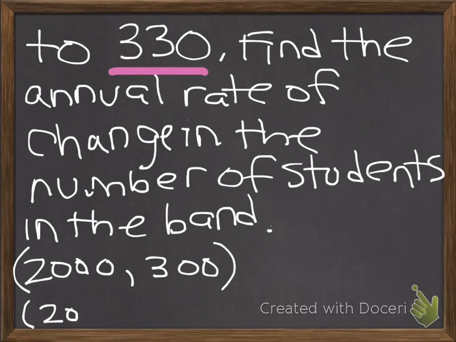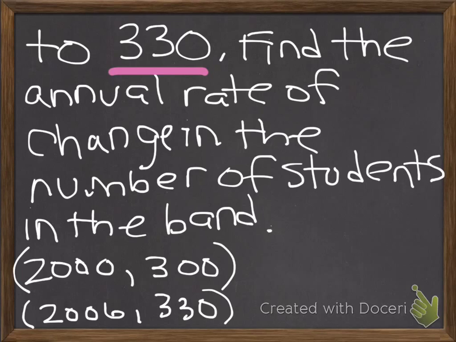And then we're given 2006, comma 330. And the reason why I knew that 2000 and 2006 were our x-coordinates in the ordered pairs is that they are both dealing with time. Time is always an x variable because it is always going to be independent and not rely on anything else.